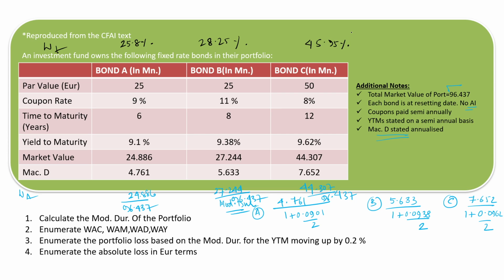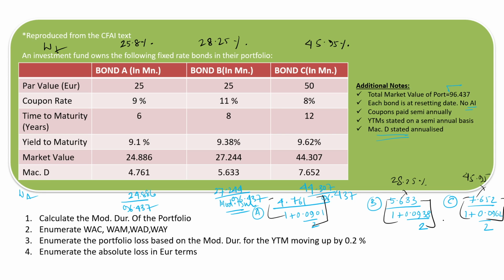Okay, so if we have to find out the modified duration of the portfolio, all that we have to do is to take the weighted average of each of these duration measures of bond A, B, and C. So for instance, the weighted modified duration for bond A would be whatever this expression gives us, multiplied by the weight of 25.8%. Similarly, for bond B, the weighted modified duration will be 28.25% multiplied by this expression, and similarly for bond C, 45.95 into the expression that has been worked out.